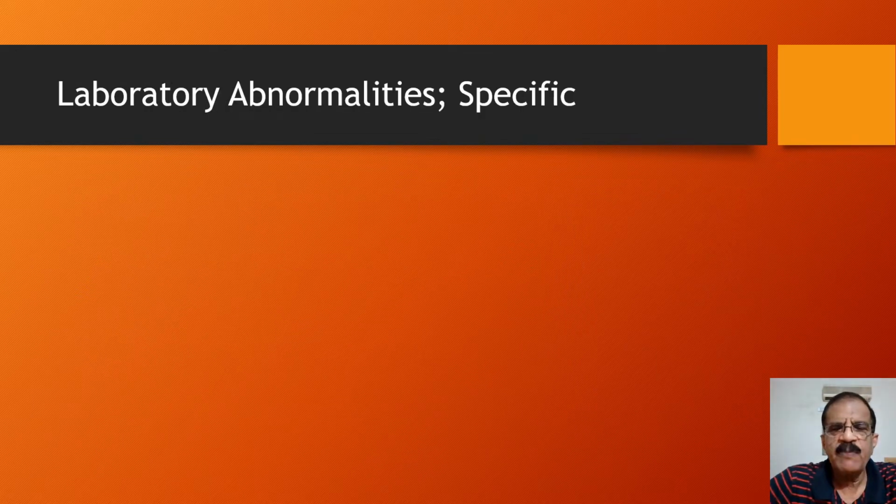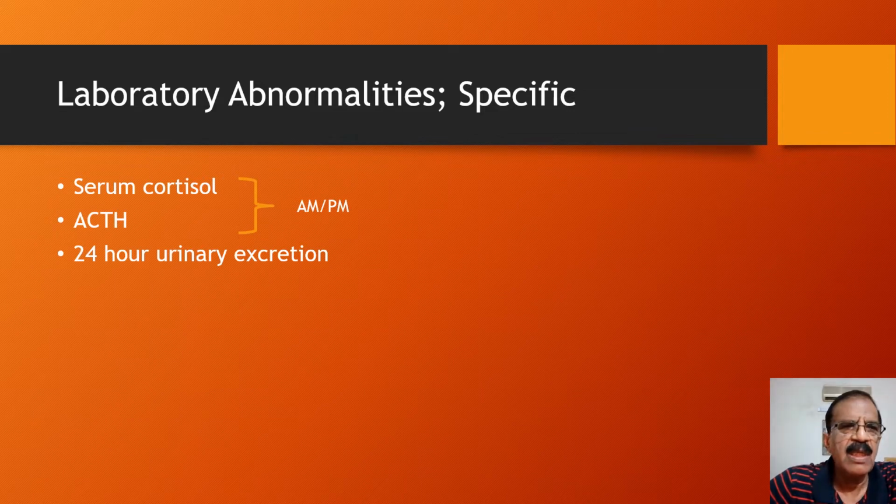There are two types of laboratory tests. Some are very specific. That means you can base your diagnosis on those tests, and they are actually hormone related. But then there are some non-specific laboratory abnormalities, which you may see in some other diseases also, and you have to consider other possibilities.